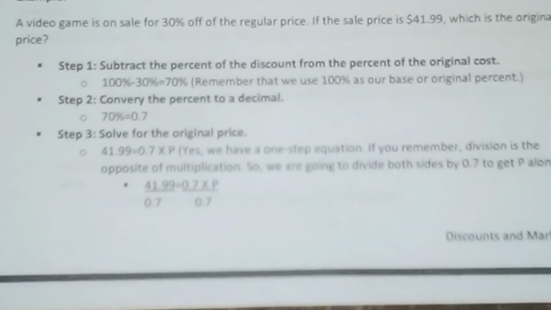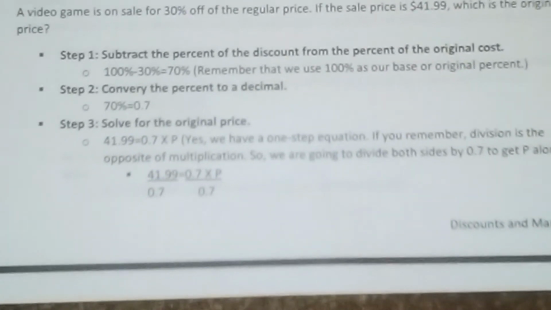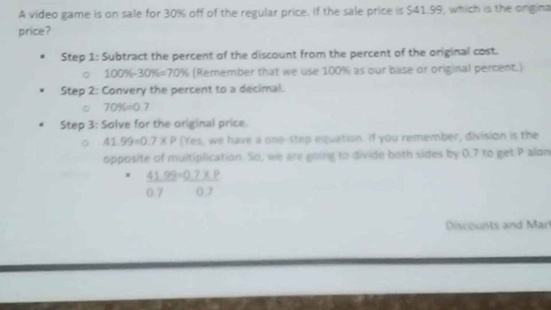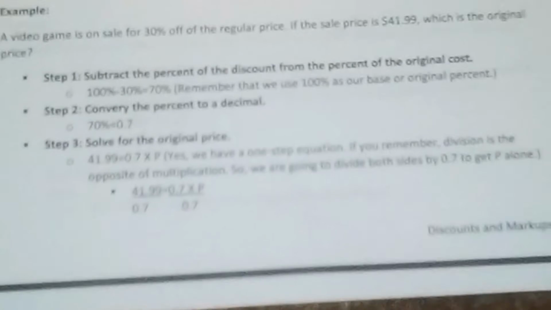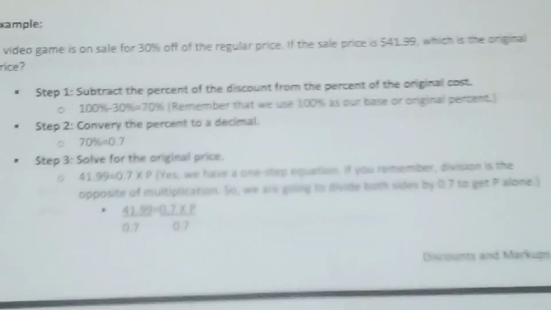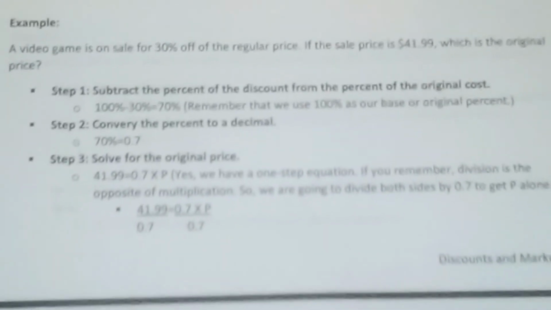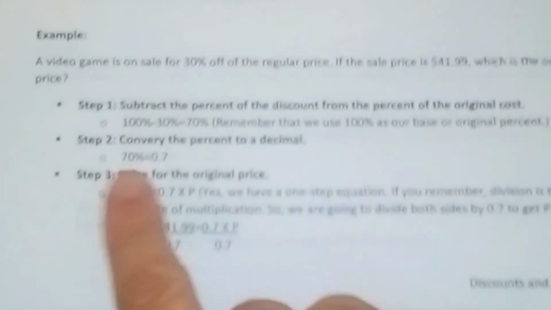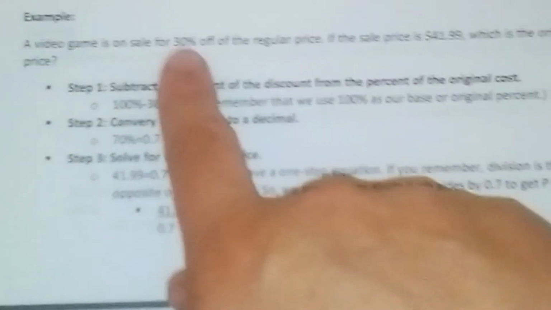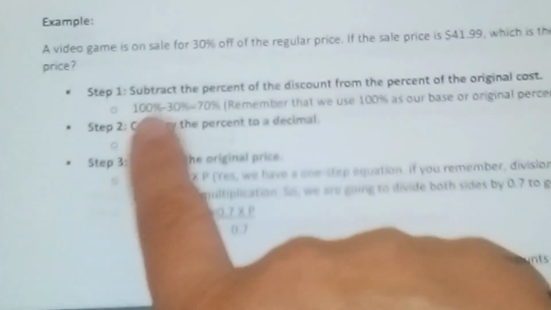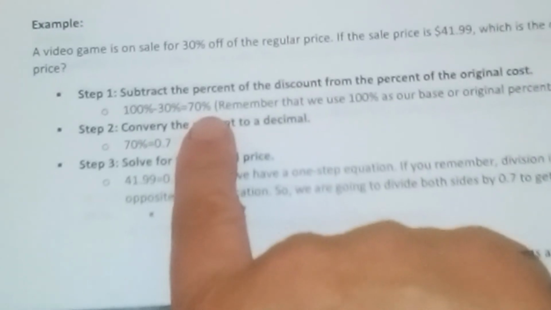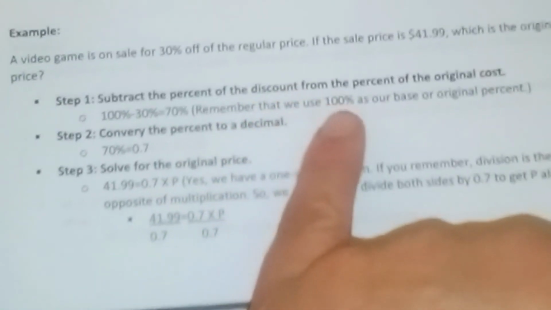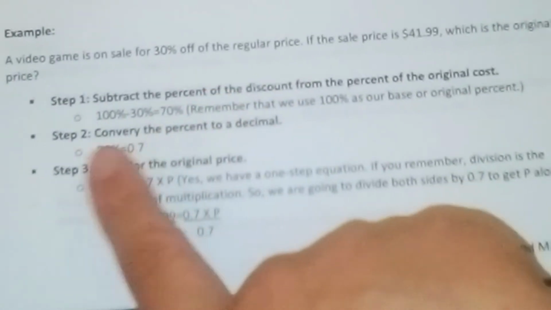So step 1 is to subtract the percent of the discount from the percent of the original price. Now we use 100% to do this for our base or original price because percent means per 100. So we are going to subtract the percent given in the problem, which is 30%, from 100%. So 100% minus 30% is 70%. And once again, over here, I just have a little note. Remember that we use 100% as our base or original percent.